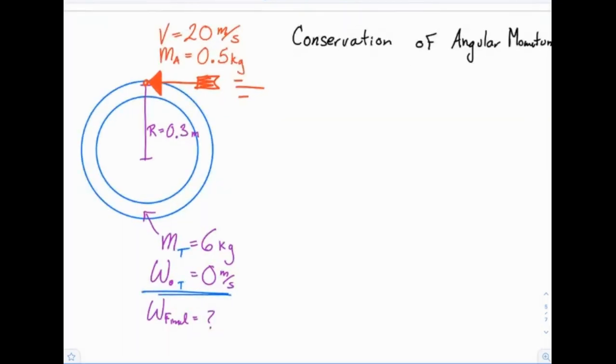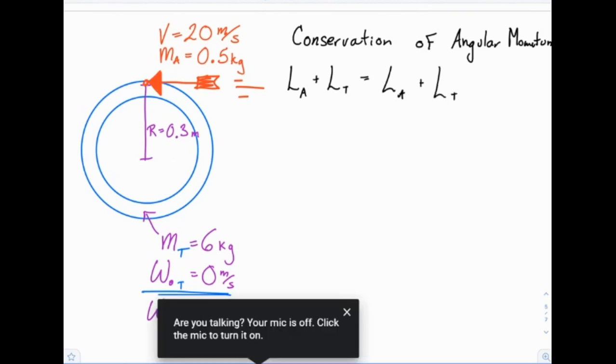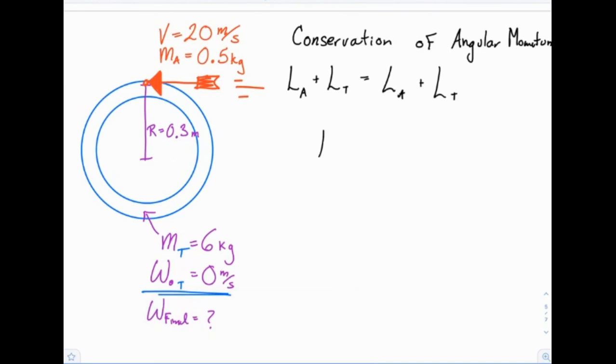So I need to know the angular momentum of my arrow and the angular momentum of my tire. And so in order to do that, I'm going to need to remember what the equation for angular momentum is. So let's just focus on the arrow first. So the angular momentum of my arrow is going to be the moment of inertia of my arrow times the angular velocity of my arrow.